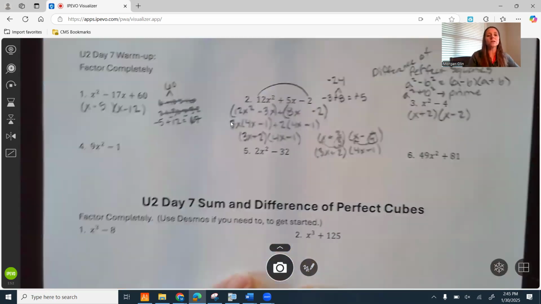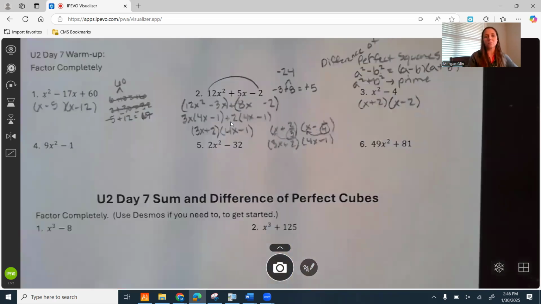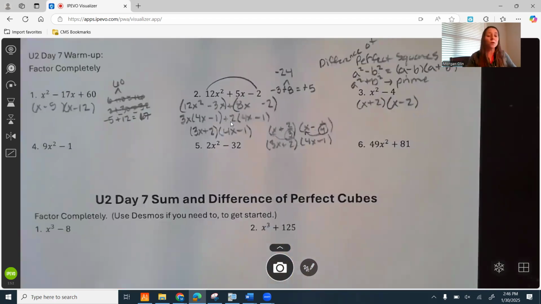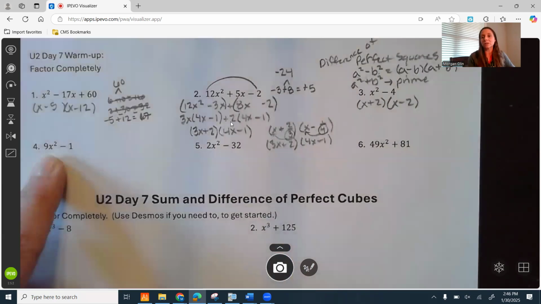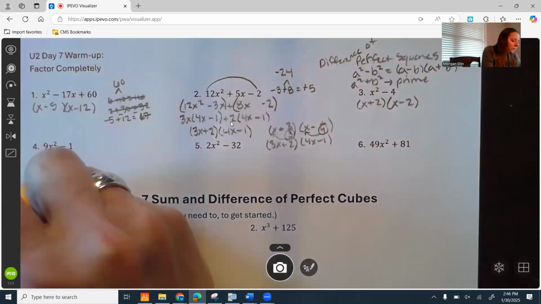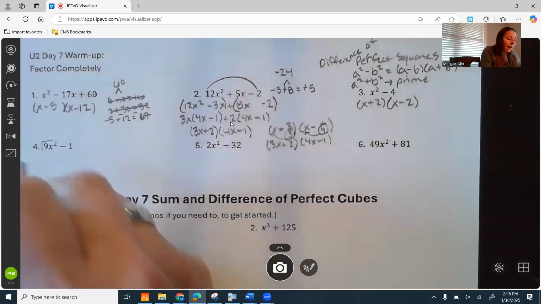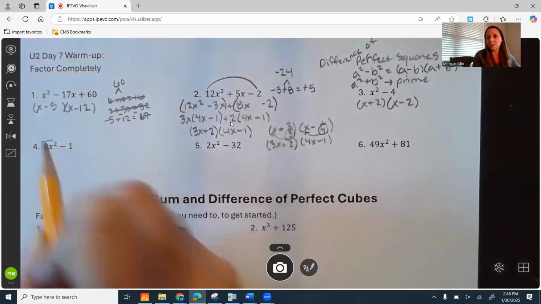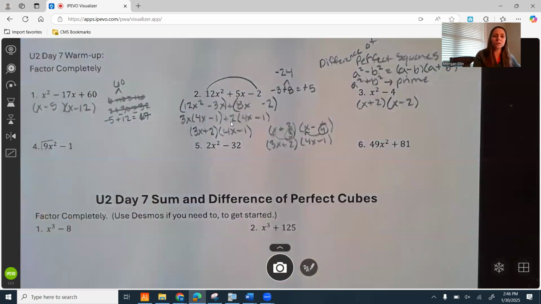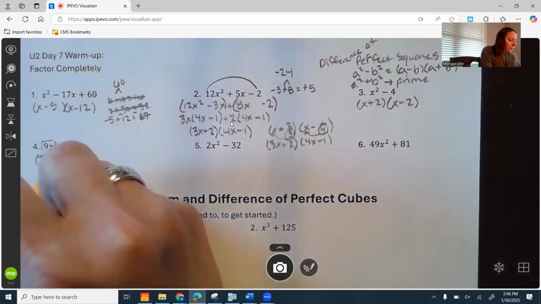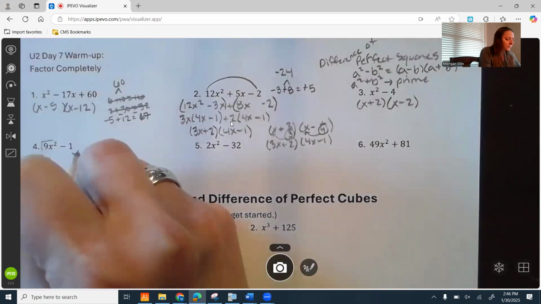Okay, so let's go on to number 4. What do you recognize about number 4? Yeah, these are both perfect squares. 9 is a perfect square and x squared is a perfect square. So think about this. When I take the square root of 9x squared, what's the square root of 9? That's 3. What's the square root of x squared? X. So 3x, and I put it in both of these parentheses.